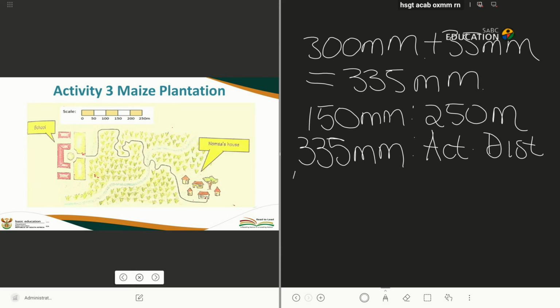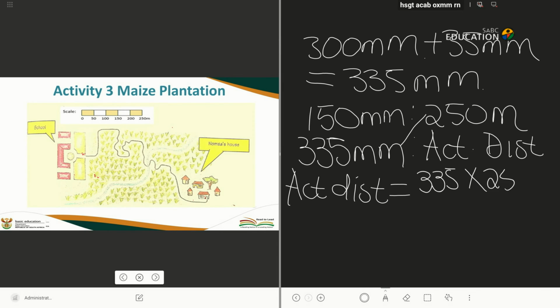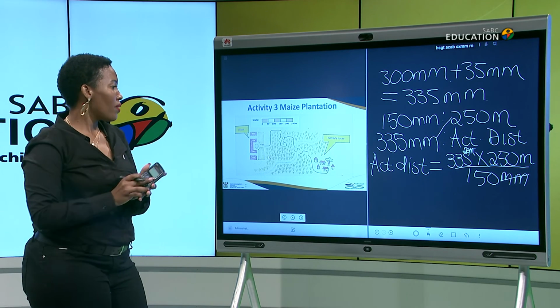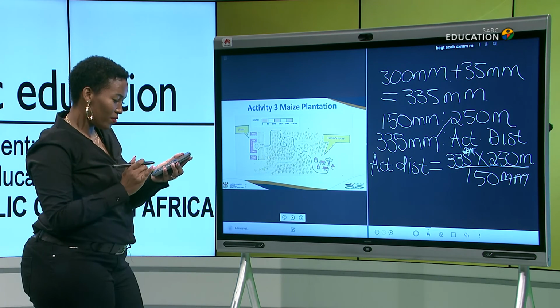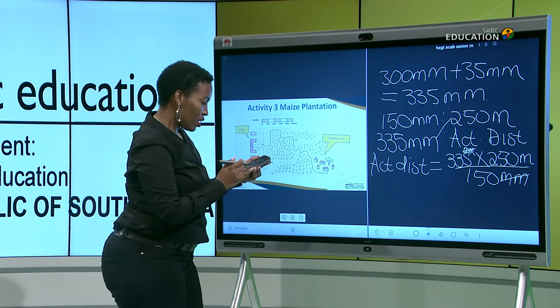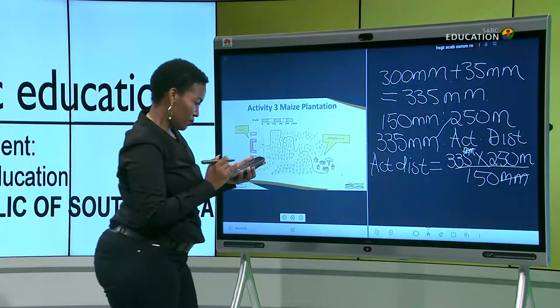So to get our actual distance, we'll say the actual distance equals, remember it is always this one multiplied by that, 335 multiplied by 250. It is 335 millimeters, sorry for not writing the units, multiplied by 250 meters, and then divide by 150 millimeters. The units, millimeter and millimeter, will cancel. Now let's use our calculators: 335 multiplied by 250 equals, we got our answer, and then remember to divide by 150.